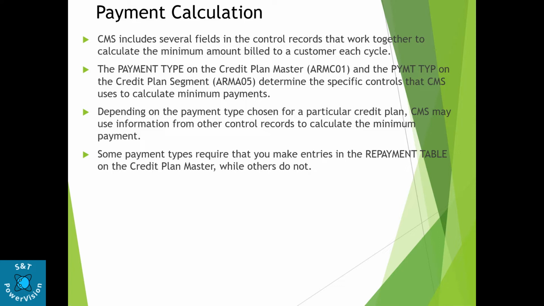Depending on the payment type chosen for a particular credit plan, CMS may use information from other control records to calculate the minimum payment. Some payment types require that you make an entry in the repayment table on the credit plan master, while others do not. So let's see which payment types require the repayment table and which do not, and what the repayment table is.